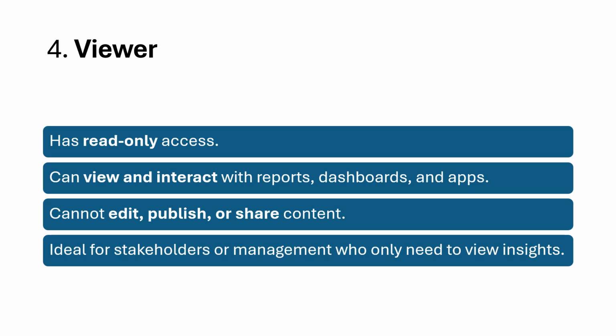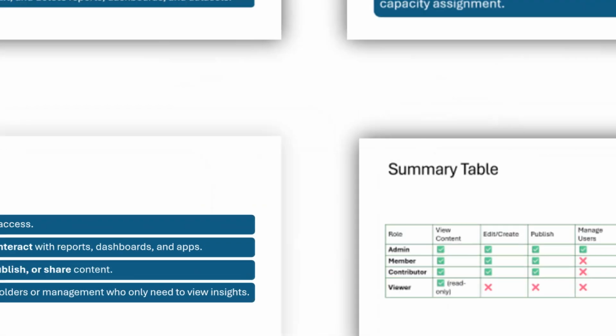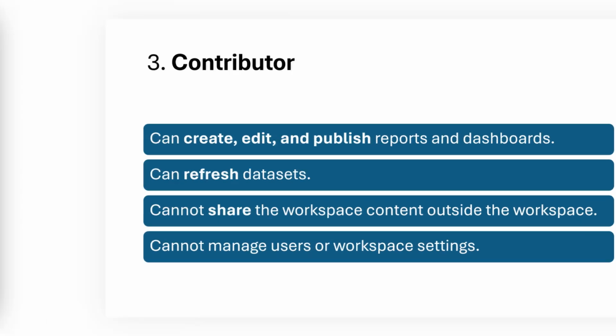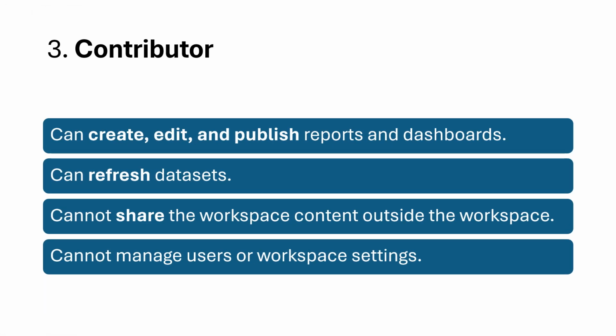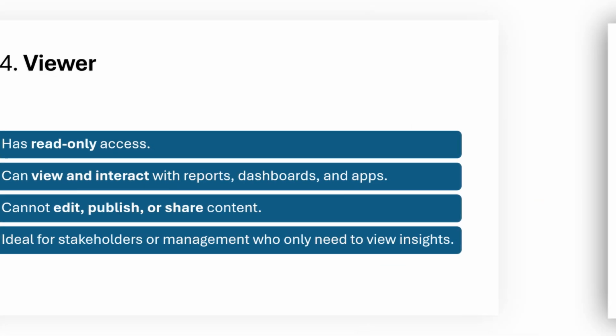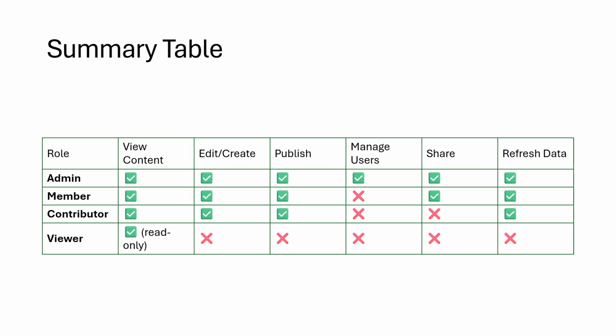Four options are available. There is a table for these rights. Contributor, viewer, and this is a summary table. So what are all the rights for the administrator, what are all the rights for the member, what are all the rights for the contributor, what are all the rights for the viewer. So you have to decide whether you want to make a person an administrator or a member or a contributor.